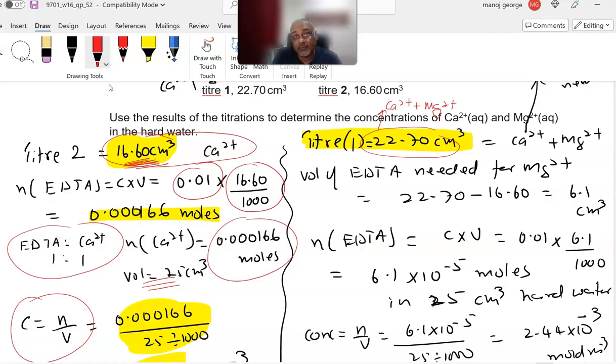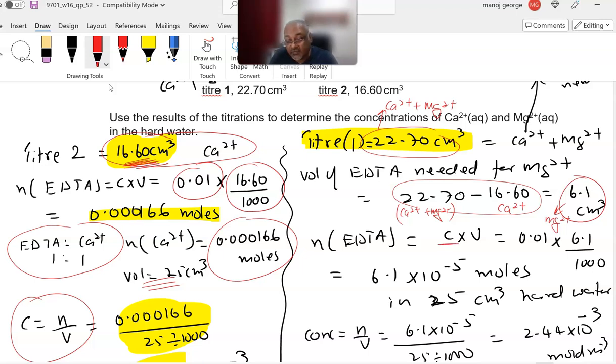So I hope you understand now where I'm going with this. So what I do is from 22.7, I subtract 16.6, and the reason I'm subtracting is because this is good for calcium, and this is good for calcium plus magnesium. So when I subtract that, the amount of volume that I get, 6.1, is exclusively used for magnesium ion. So 6.1 cm cube of EDTA of 0.01 concentration was exclusively used to get rid of all the magnesium ions in my first titration.